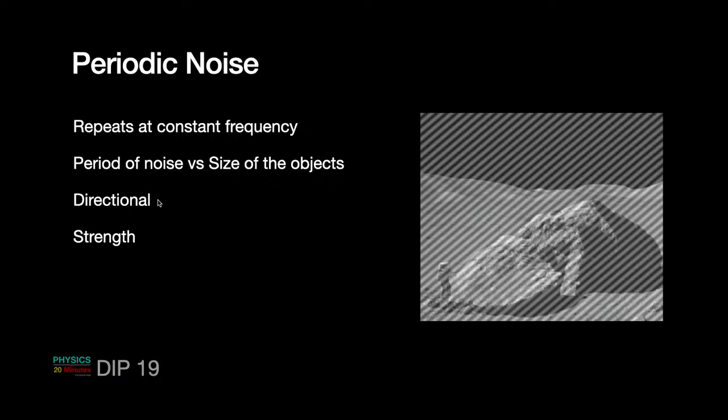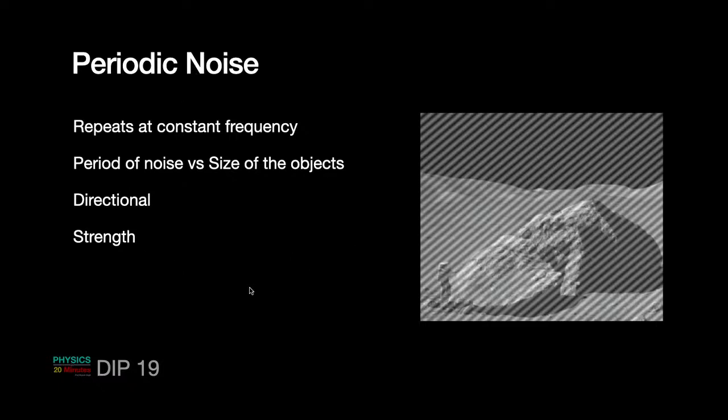Directionality of the noise will matter. Here the noise is inclined. It will be seen in one way in your Fourier domain. If it is vertical or horizontal, it will be seen in some other way in the Fourier domain. So the directionality matters. The strength also matters. How dark is this black, or how dark is this gray, or how much more bright is this white? That also gives the strength to the periodic noise, and that also matters. So these are the parameters.